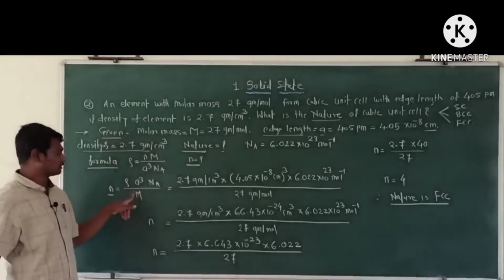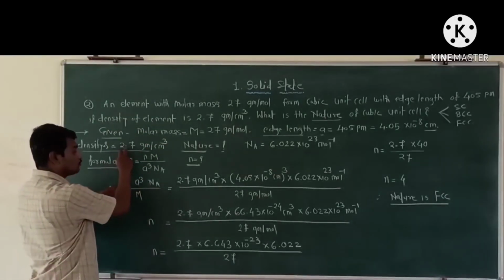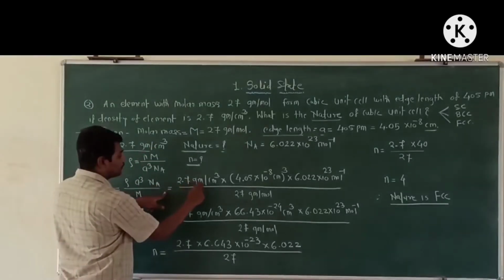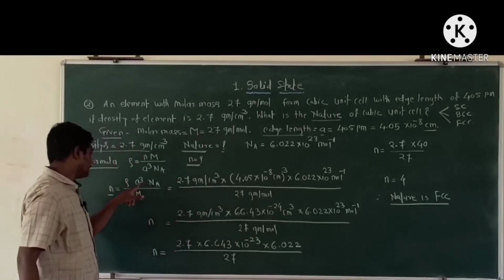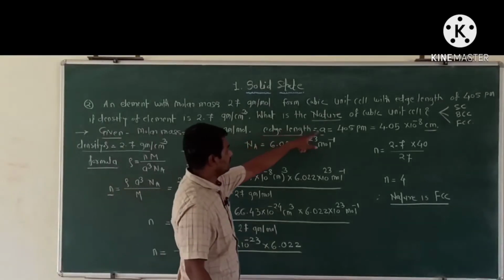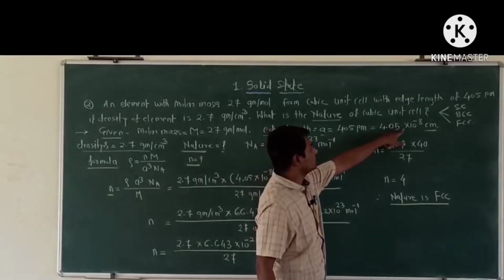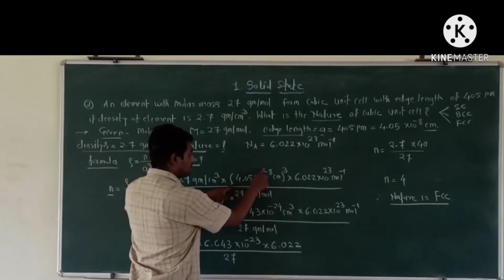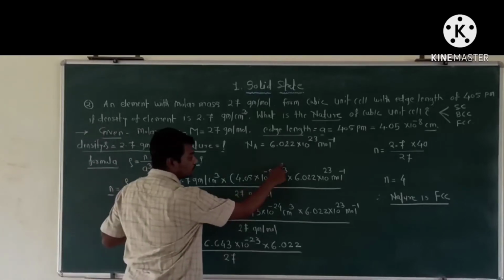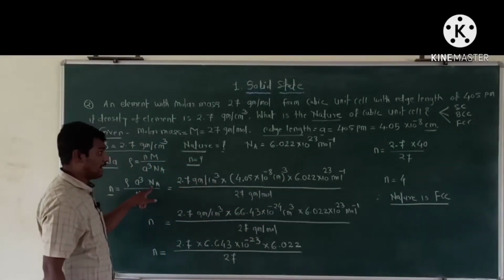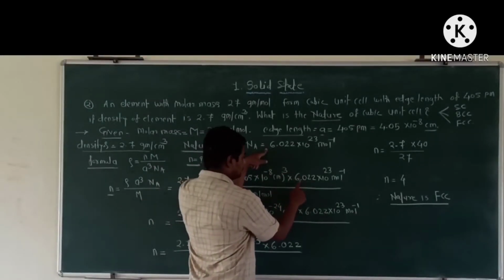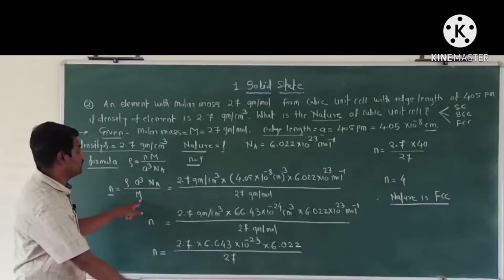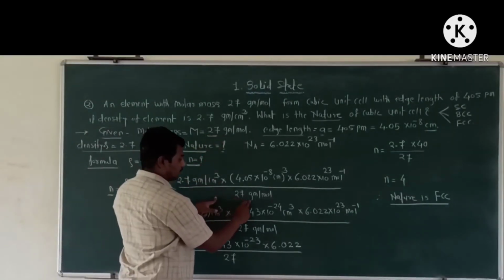Put these values in this equation: density 2.7 gram per centimeter cube, into a cube, where edge length a is 4.05 into 10 raised to minus 8 centimeter, raised to 3, into Na, Avogadro's number 6.022 into 10 raised to 23 per mole, divided by molar mass capital M. The molar mass is 27 gram per mole.